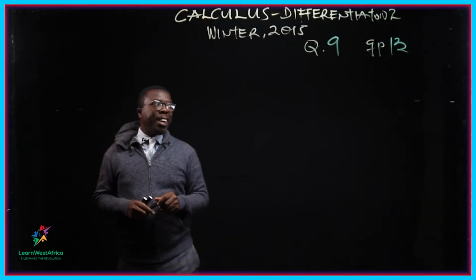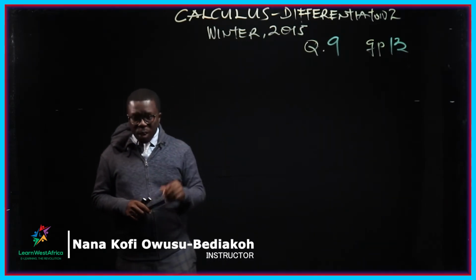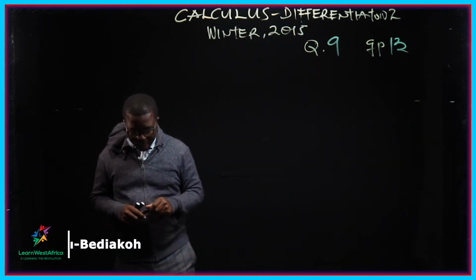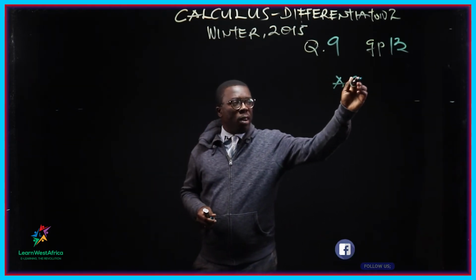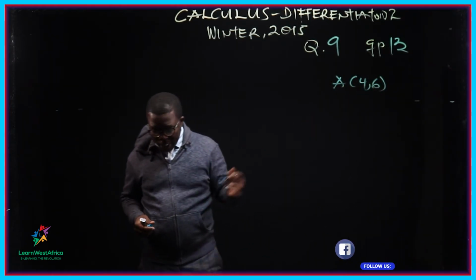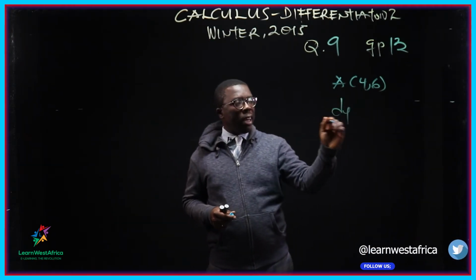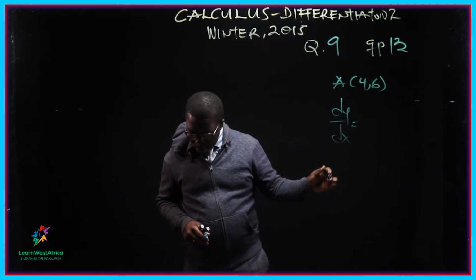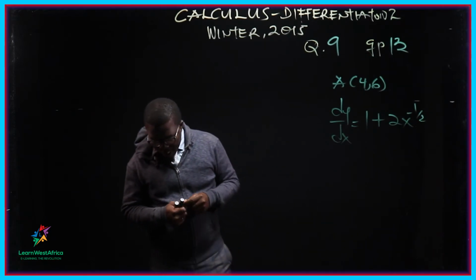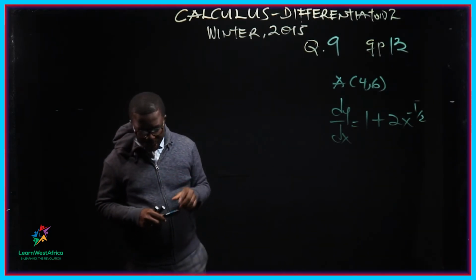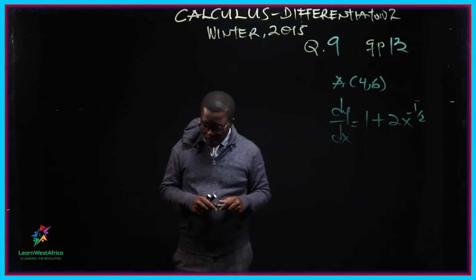Okay, so let's look at question 9 of QP13, 2015. As was shown, we'll just try and get some of the key parts again. So we have a curve that passes through the point A, and A was given to be (4, 6), right? And we are saying that dy/dx, that is the gradient of the curve, is 1 plus 2x to the power minus 1 over 2. And a point P is moving along the curve in such a way that the x-coordinate of P is increasing at a constant rate of 3 units per second.